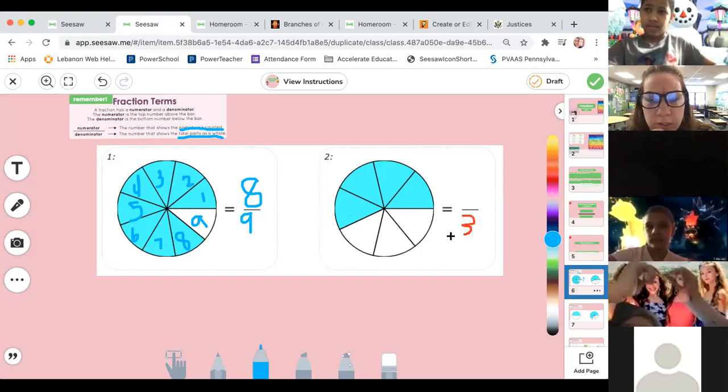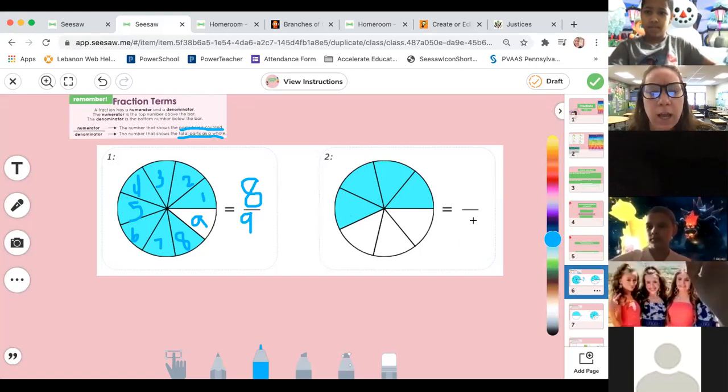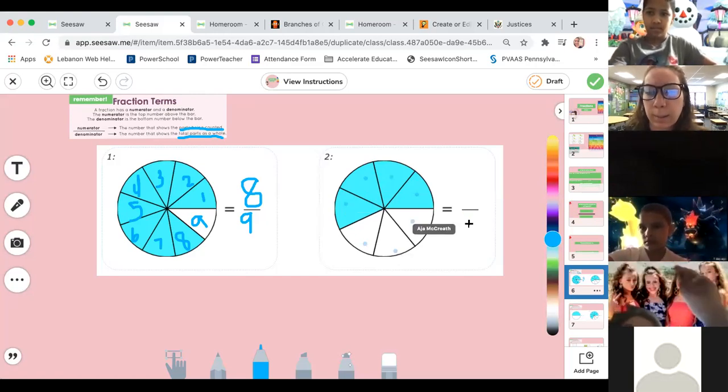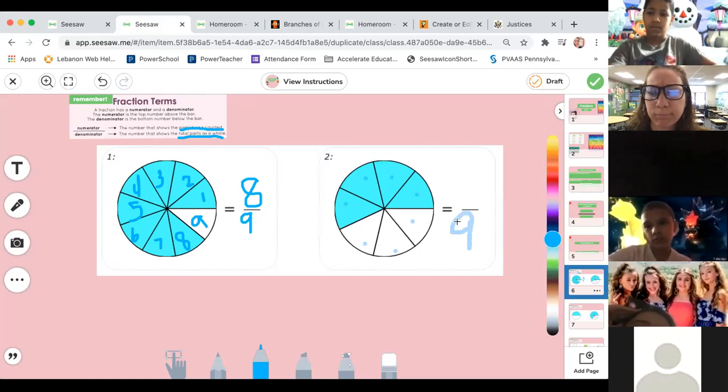I disagree with this 3. I heard Jacob say a number. Go ahead and write the denominator where it belongs. We're in the bottom. 7. I agree with the 7.